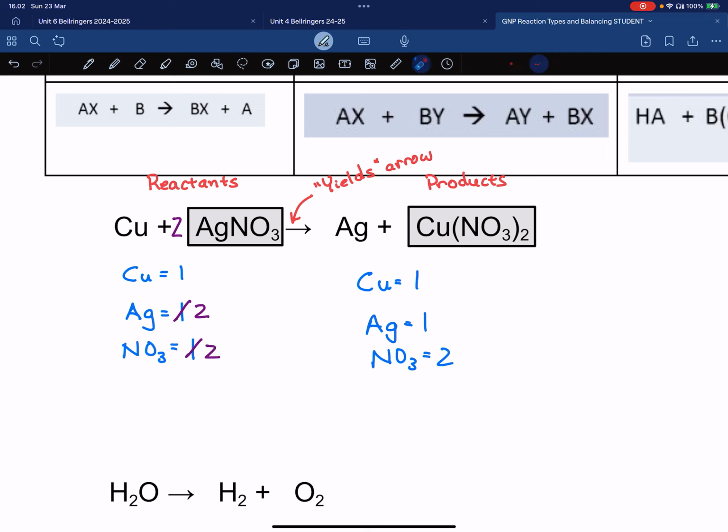So now what's unbalanced is the silver. There are 2 on the reactant side, only 1 on the product side. So now I need to put a 2 in front of that silver. That becomes a 2. Everything is balanced, good to go.